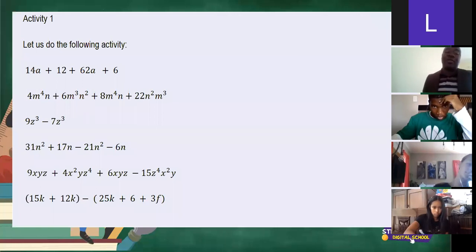We are now moving to the fourth. 31n squared plus 17n minus 21n squared minus 6n.